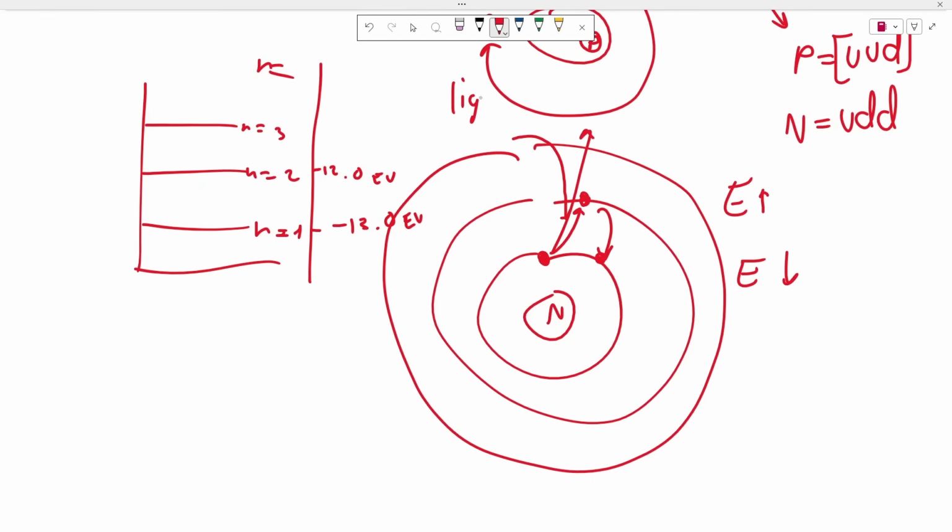So if you ever are moving out, just know that you're absorbing energy, okay, in the form of light. And if an object or an electron is ever moving closer into the nucleus, it's releasing energy in the form of light. Okay, if you want a full review of a physics regents exam, I already have those videos uploaded.